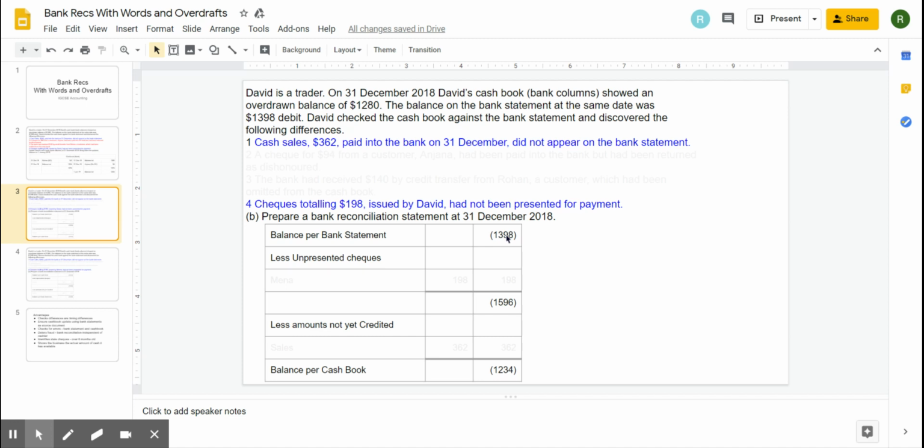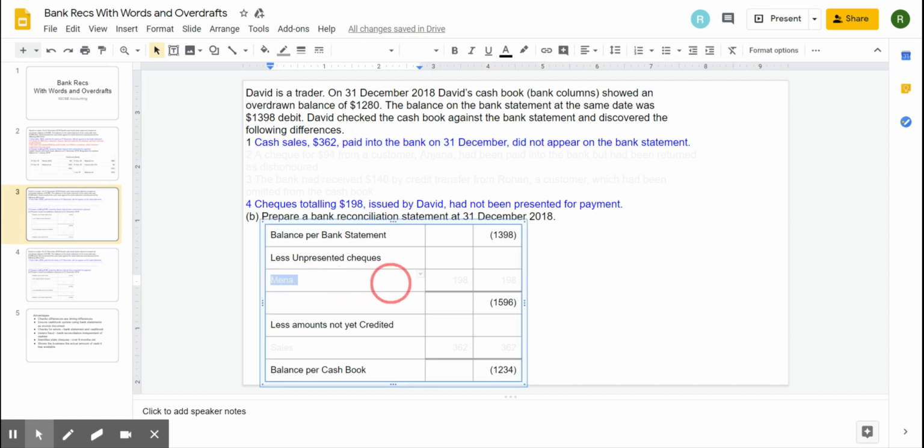Now, the first thing that we're going to do if we start with the bank statement is less the unpresented checks. That's logical if you think about it, because those are checks that we've sent to somebody that haven't yet been presented at the bank, so that money can be transferred out of the business bank account and into the supplier's account. So we need to subtract the unpresented checks, and the unpresented checks are 198.